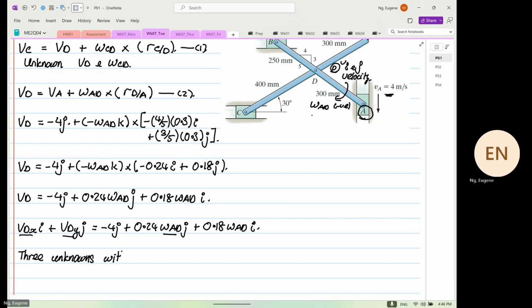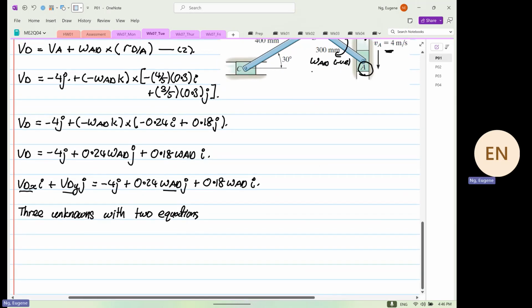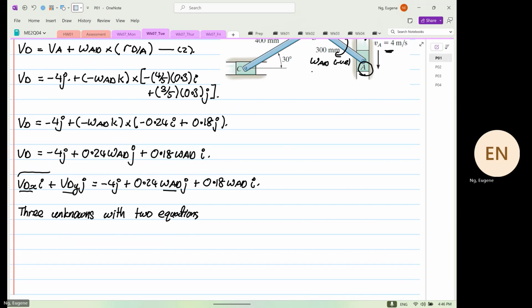With two equations, we know that this is not solvable. So I'll write both equations out for you. Now this, I'm just assuming it to be positive. I'm just highlighting the point to you that we have three unknowns, and we can only form two equations. Are we clear?